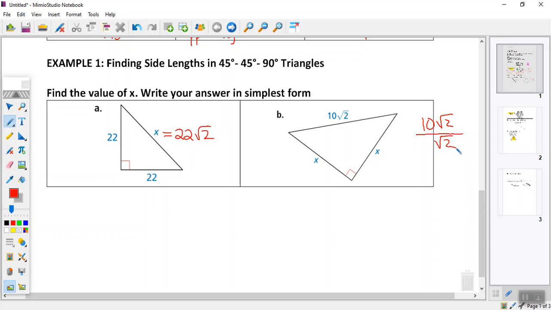What are the root 2's going to do to each other if one's on top of the other? So what are you going to have for both sides? Cool, huh?